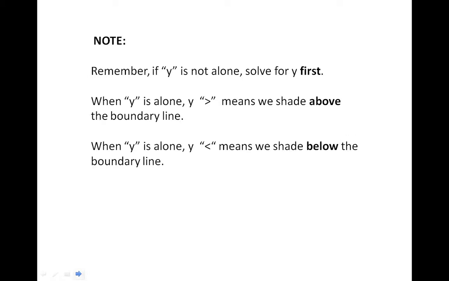And this is what I was talking about when you're shading. Once you've graphed the linear equation as a dotted line or a solid line, with y alone, y greater than means that you will shade above the boundary line. Once you've solved for y, if you end up with y less than, that means you're going to shade below the boundary line. So let's go ahead and get started graphing.